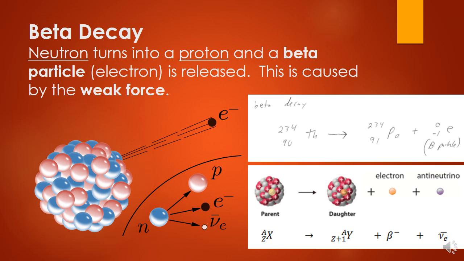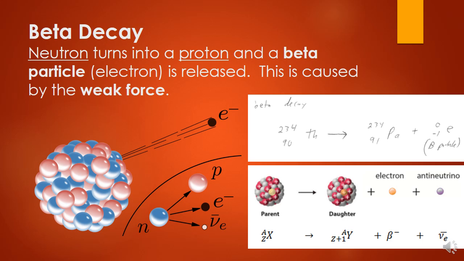So in my handwritten example here, I have thorium-234, atomic number 90, turning into 234 Pa, whatever Pa is, 91. The 234 stayed the same because a neutron turned into a proton, so the number of particles in the nucleus stayed the same. But the 90 goes up to 91 because I have a new proton in the nucleus.